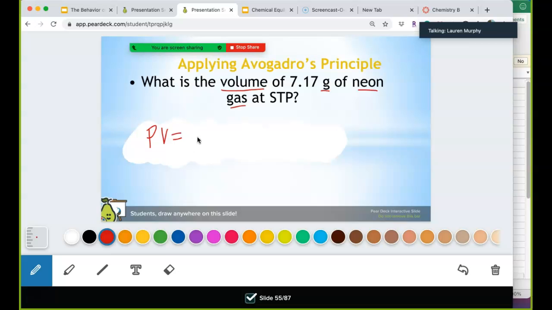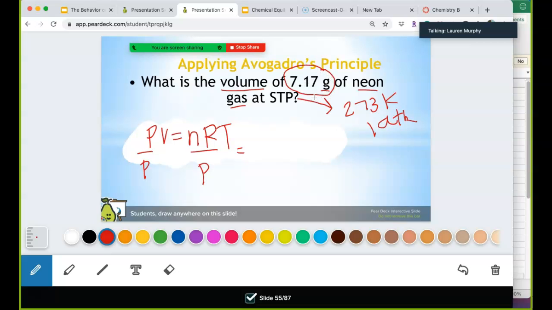Well, PV equals nRT. And then STP, you need to go, okay, standard temperature and pressure is a set of conditions. Standard temperature is 273 Kelvin, so I have T. Standard pressure is 1 atmosphere, so I have P. Can I find V? Okay, divide both sides by P to get volume by itself. And now, again, I did not give you moles. I gave you grams. So you have to turn grams into moles.